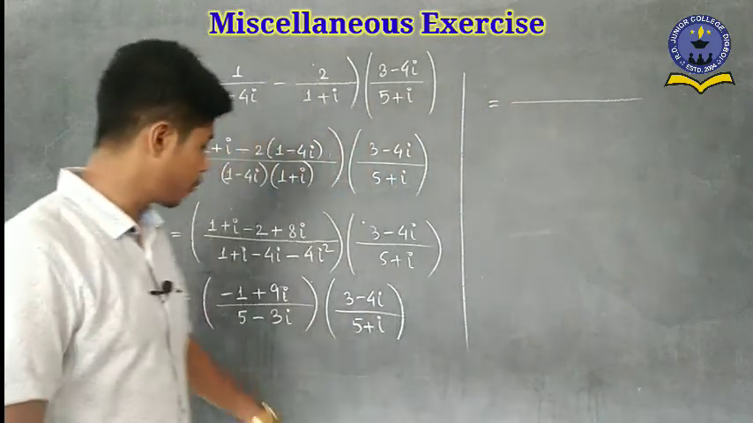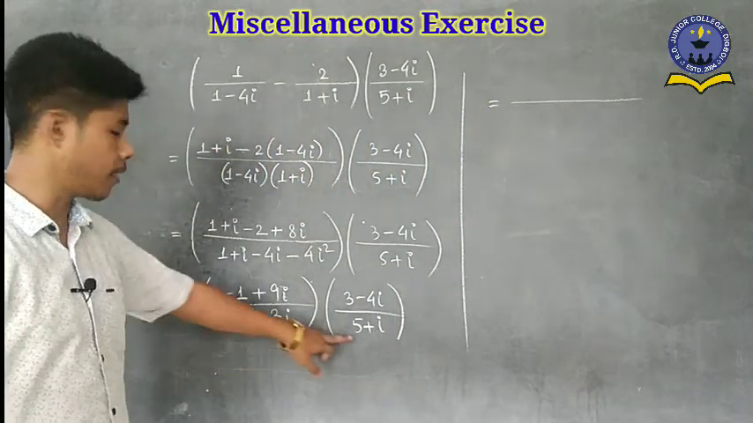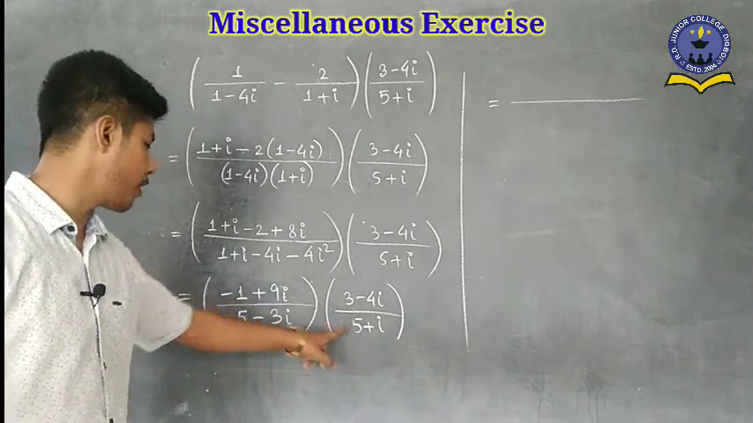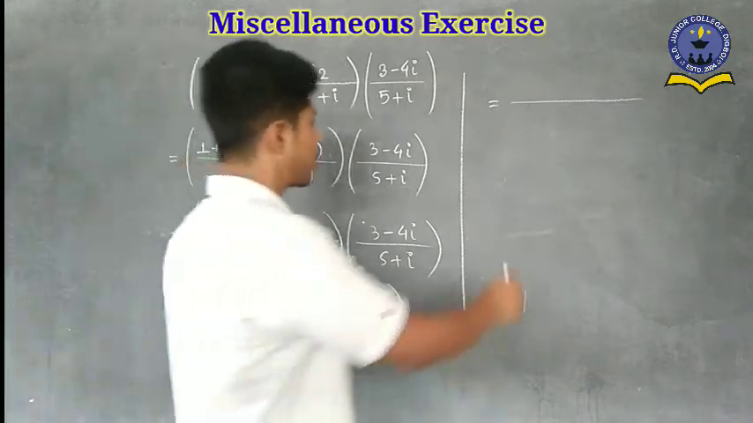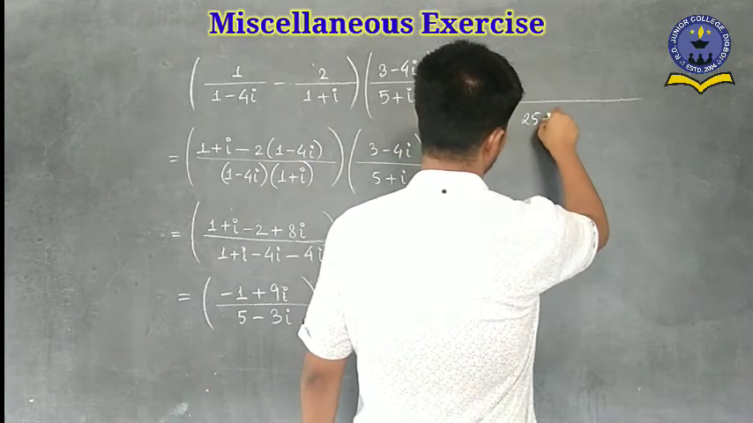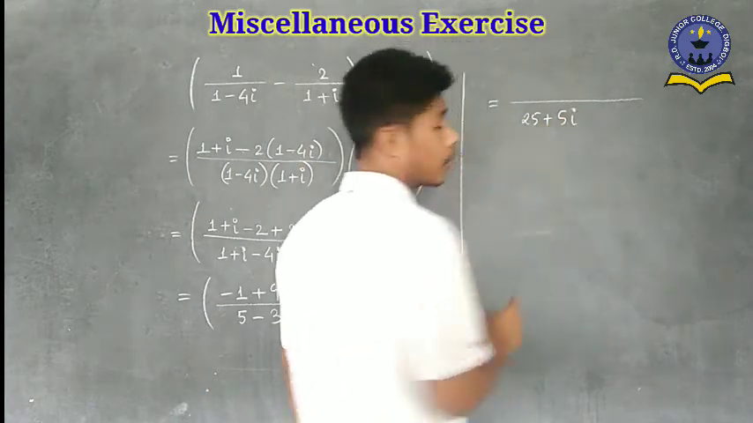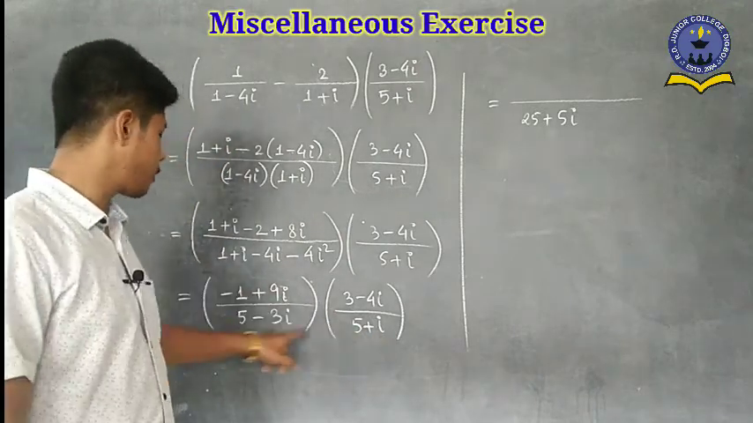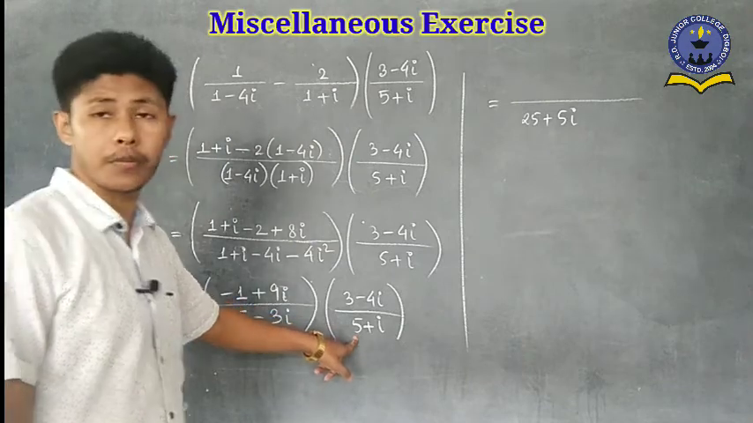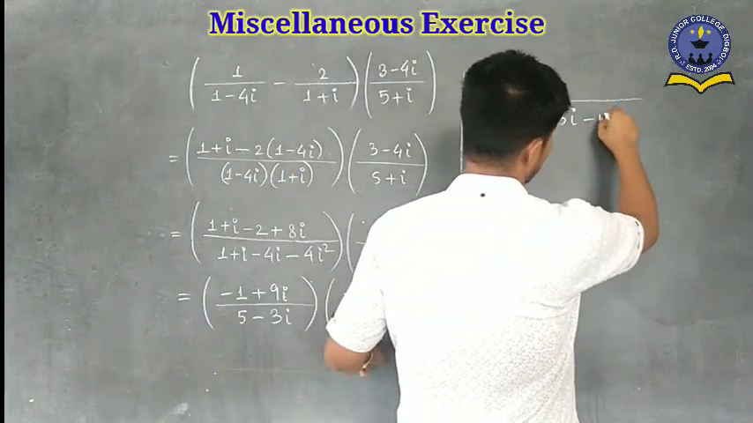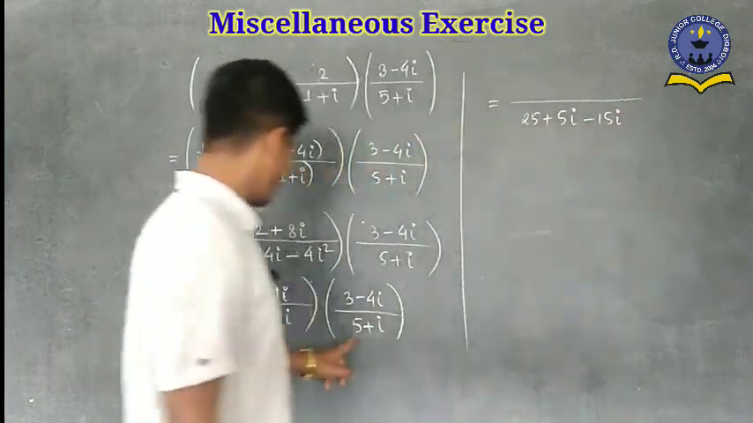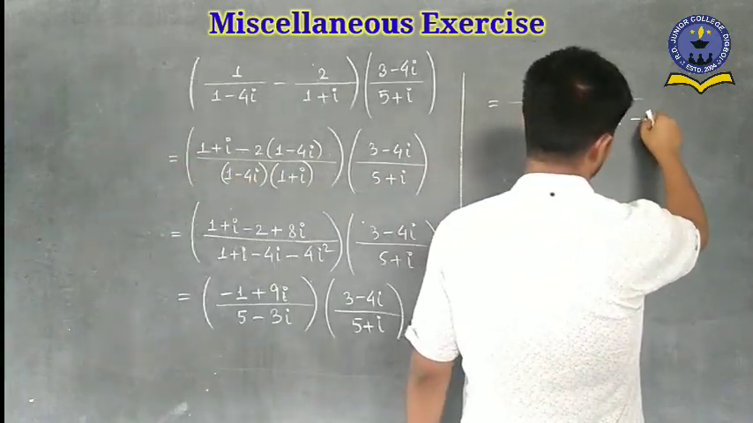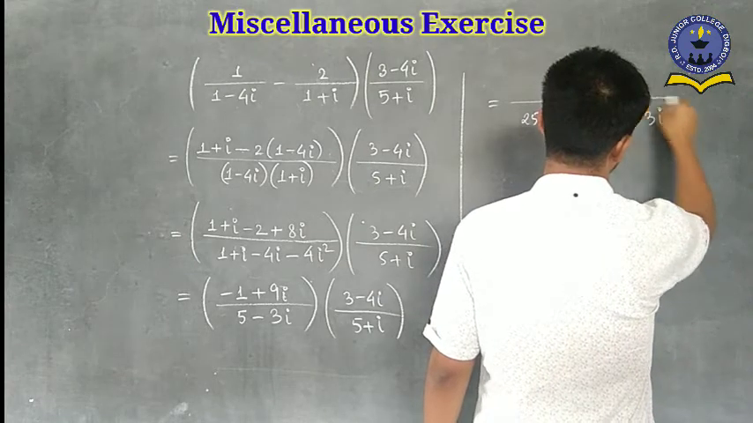If we multiply these two denominators, (5 - 3i) into (5 + i). So 5 into 5 plus i, that means 5 5s are 25 and 5i. So if we directly multiply here, 25 plus we get 5i. Is it clear? Next one is minus 3i into 5, that means minus 15i. So we have to write minus 15i. And next one is minus 3i into i, that means minus 3i square.